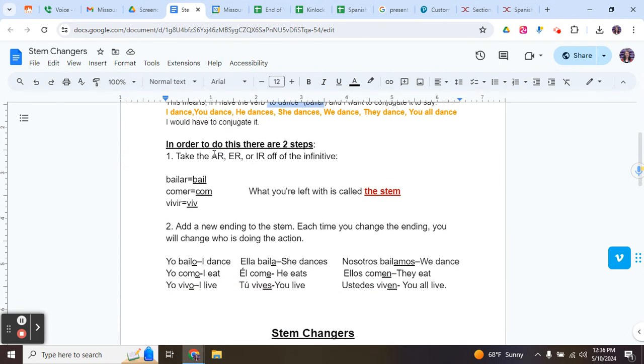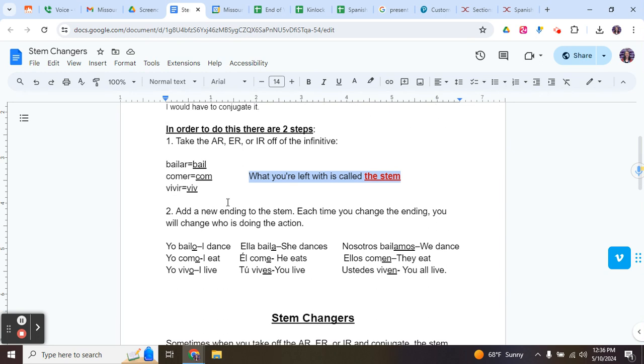So first step is you take off the AR, like from bailar, you just take off the AR and you're left with the stem of BAIL. If you had an ER verb, you just take off the ER and you're left with the stem. If you have an IR verb, same process, take off the IR ending and you're left with the stem. Okay? This is called the stem. I'm saying it a lot of times so that it'll sink in because I want you to remember this is important. Now, in regular conjugation, we would just add a new ending to the stem, right?